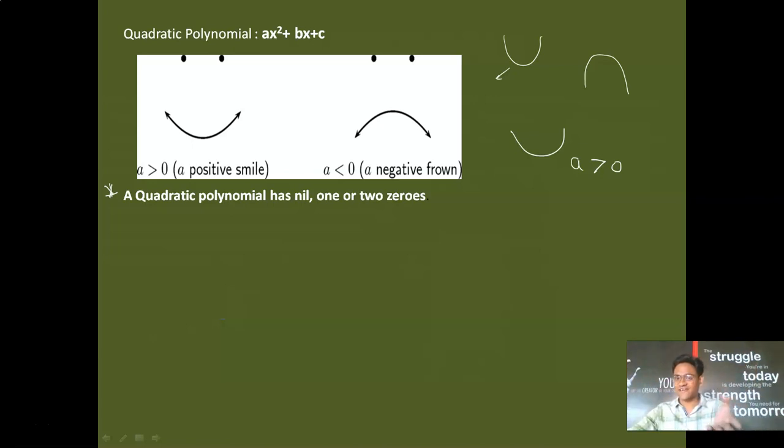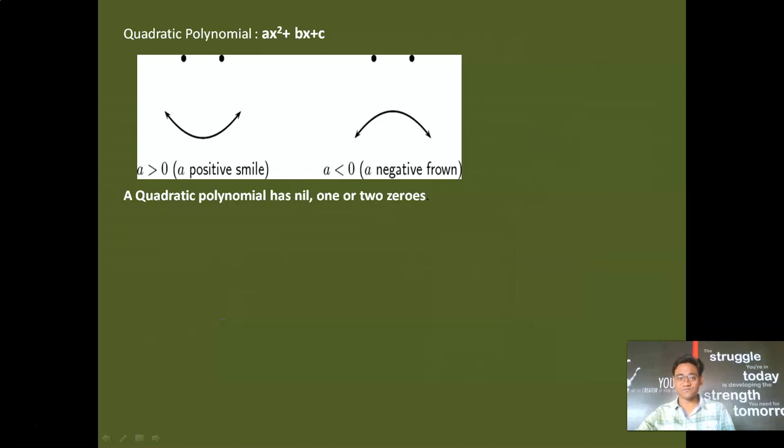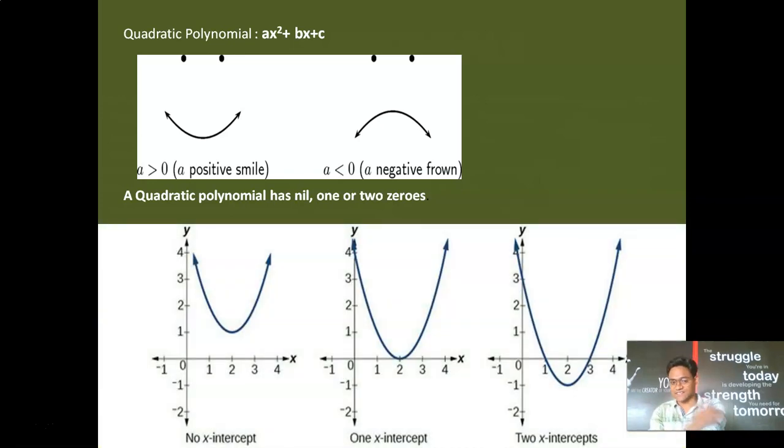Okay, and when a is less than 0, you will get this negative front, that means the open downward parabola. This curve is actually known as a parabola. This is a U type shape, you can see. So let's move further. Now we will be taking the cases, cases of getting no zero, 1 zero or 2 zeros. You can see the three cases.